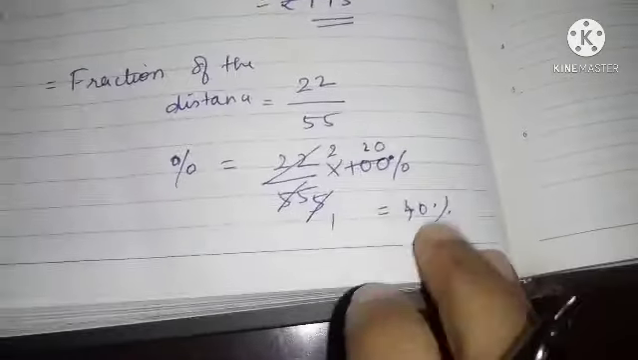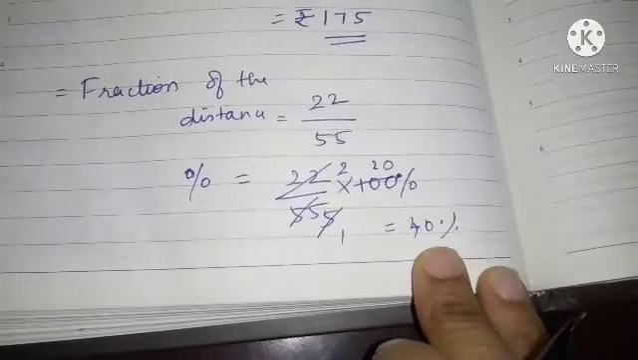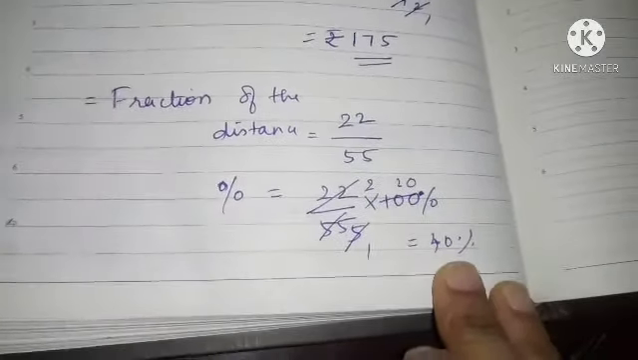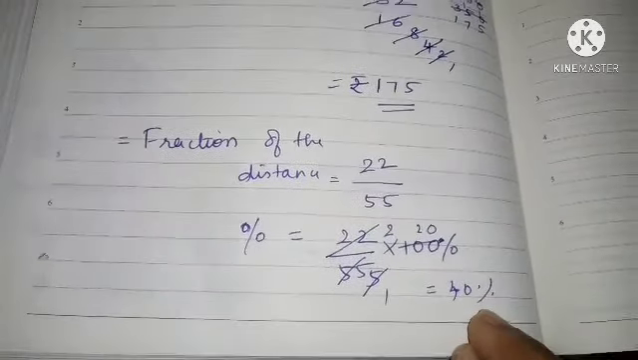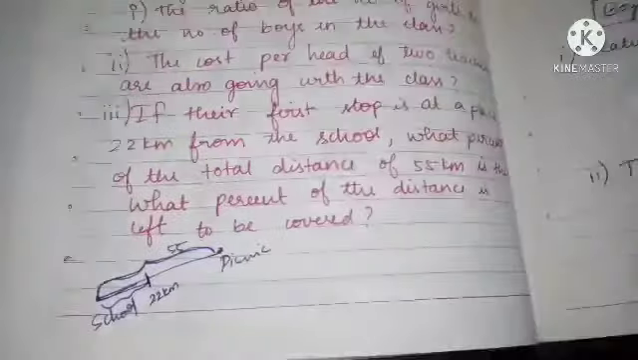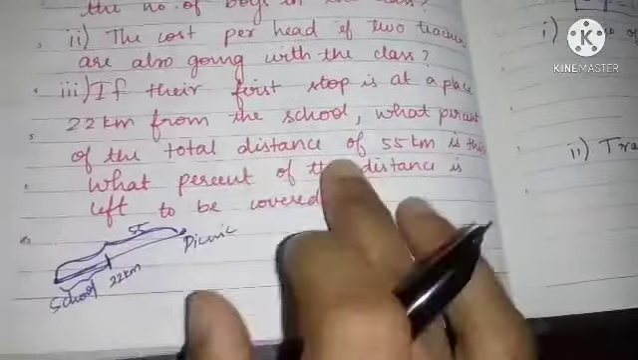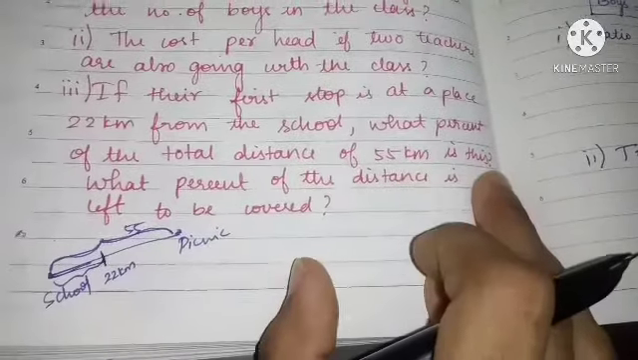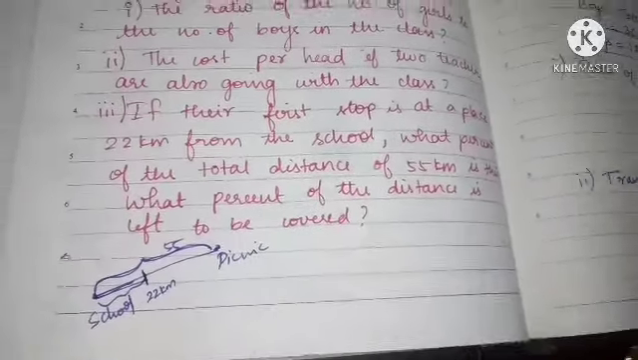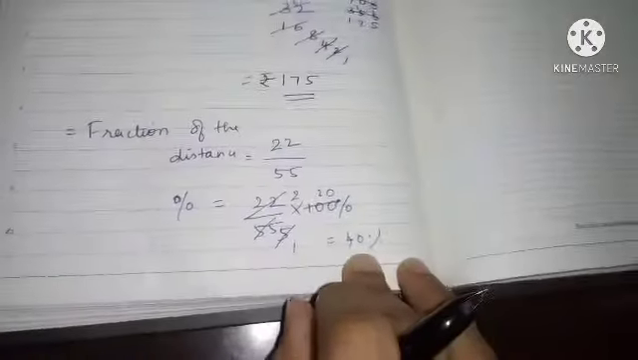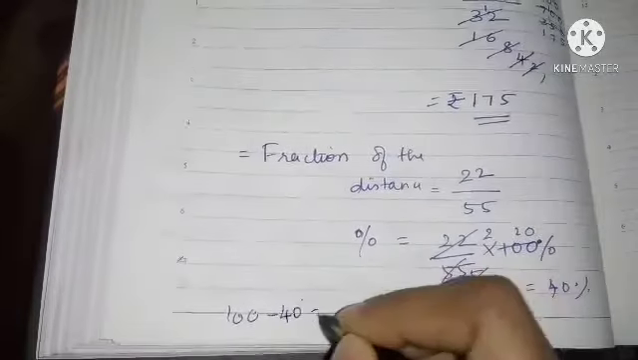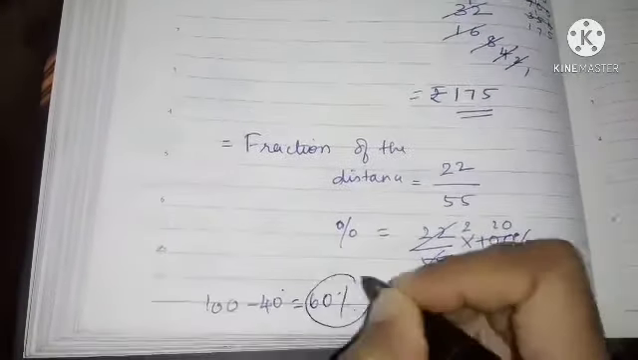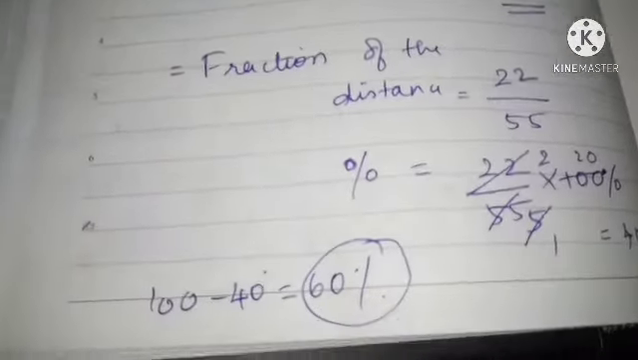So how much distance have we traveled now? 40% we have traveled. We have to find the percentage, no? 2 twos are 4, 40% they have traveled, which is 22 kilometers. Now, what percentage of the distance is left to be covered? 40% we have traveled, so how much remains to travel? 100 minus 40, which is nothing but 60%. So 60% is the remaining distance you have to travel, and 40% we have already traveled.